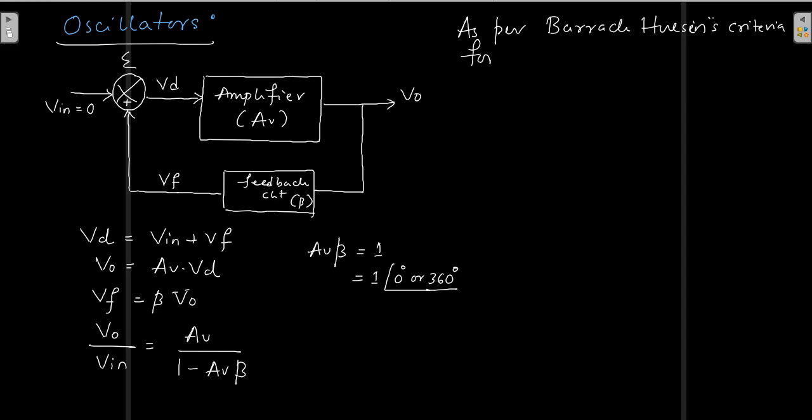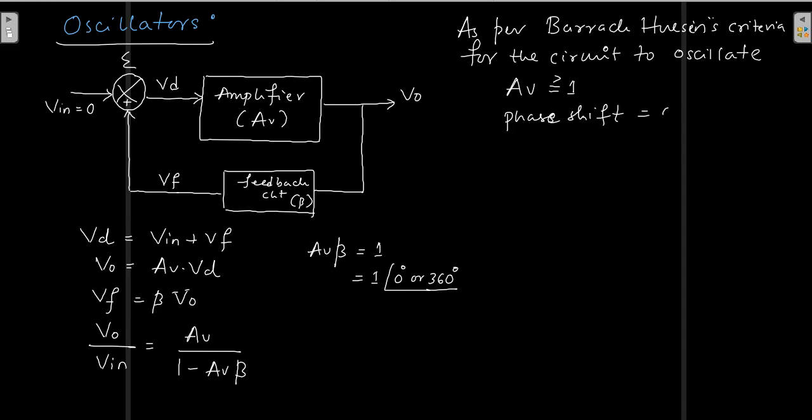For the circuit to oscillate, we have the gain AV should be equal to or greater than 1, and the phase shift, the total phase shift in the circuit, should be either 0 degree or 360 degree. This is what we have seen, right?